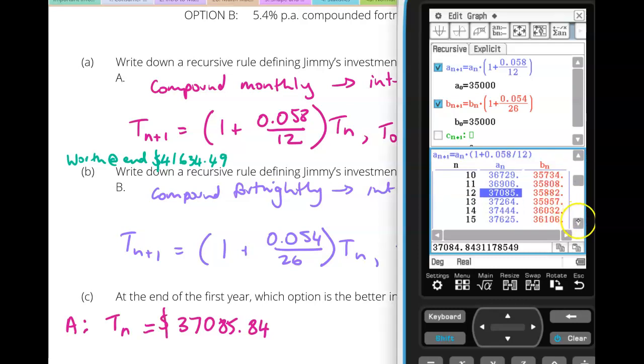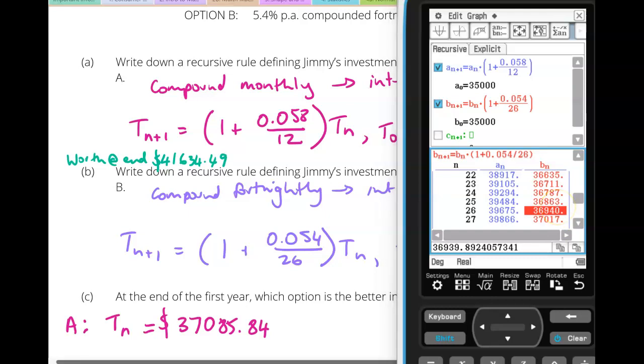Whereas the second sequence, we've got to go down to 26 fortnights. So 36,939.89. So sequence B. And this was term 12. So just be careful. Even though you're comparing two sequences, one is monthly, one is fortnightly. But basically, at the end of the year, you've got a slightly better investment for A. But that's at the end of 1 year.